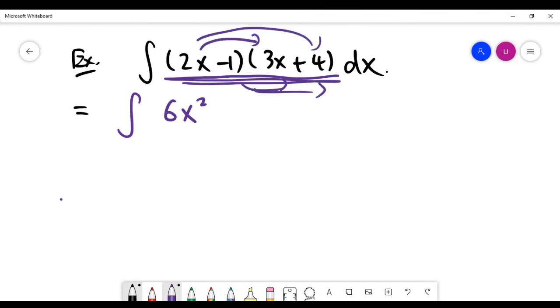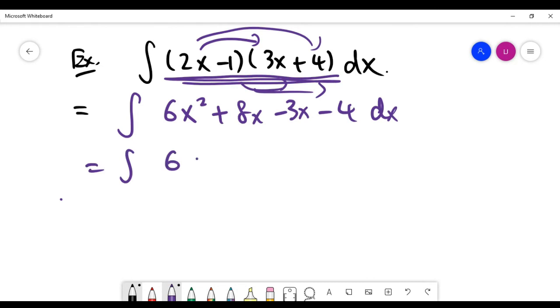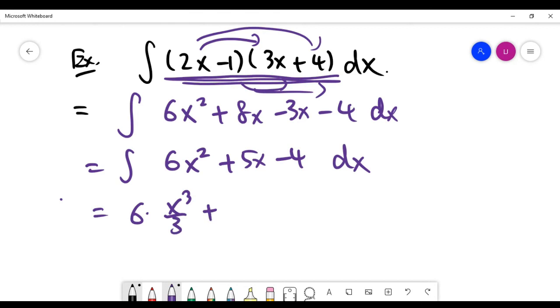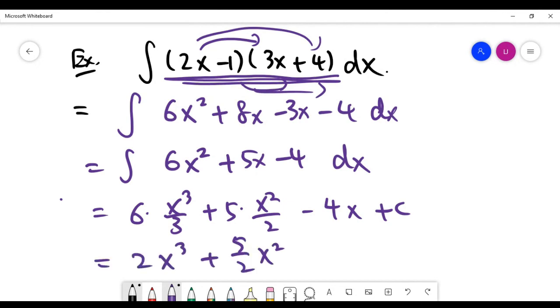So it actually becomes 6x squared plus 8x minus 3x minus 4. And it's the integral of 6x squared plus 5x minus 4 dx, right? And now you are asked to integrate this function. So it becomes 6 times x cubed over 3 plus 5 times x squared over 2 minus 4x plus c. And it is the final answer to this problem. You can express it this way if you want. So anyway, that's the final answer to this problem.